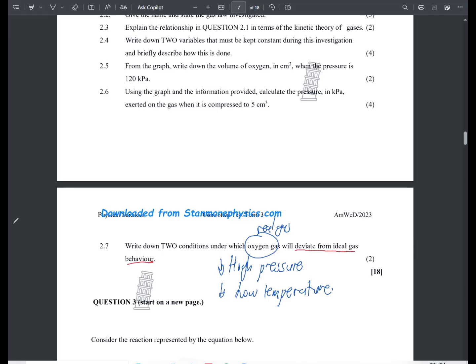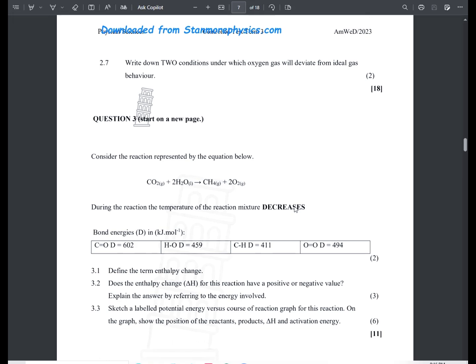Or is it liquefy? Liquidify. I don't know. Okay, so 18. 18 marks just like that.